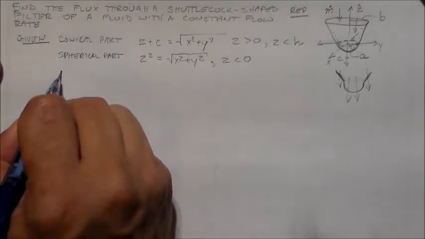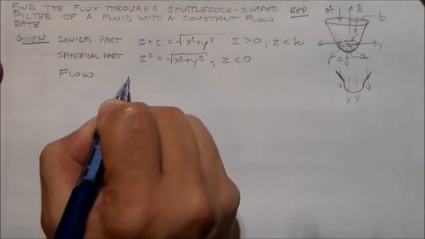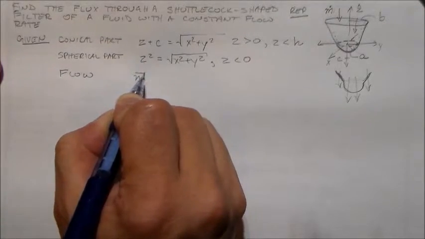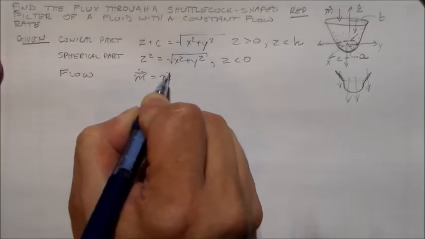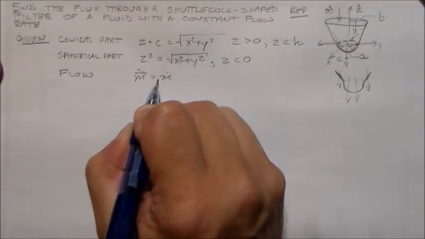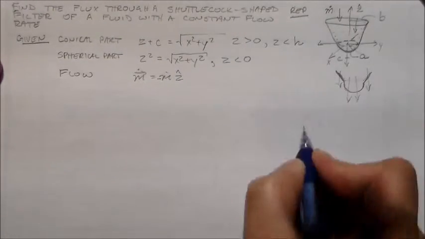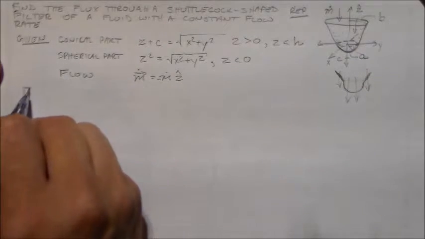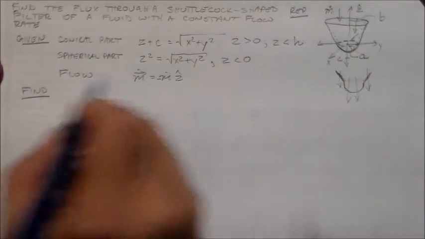All right, and then we have our flow. And we just said that the mass flow is m dot times minus z hat. So it's going downwards, right? And that is how we set that guy up.